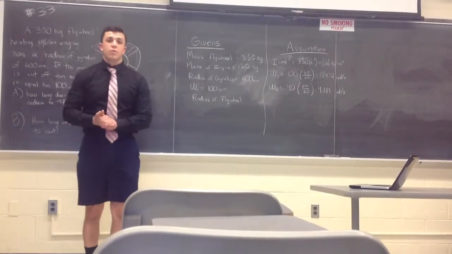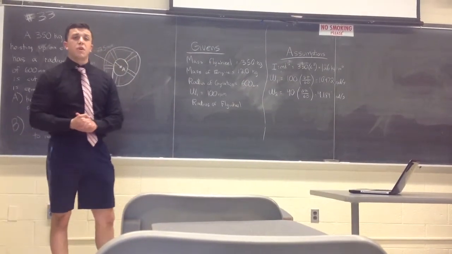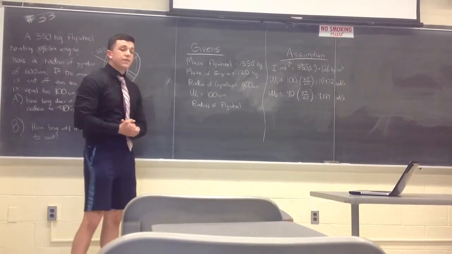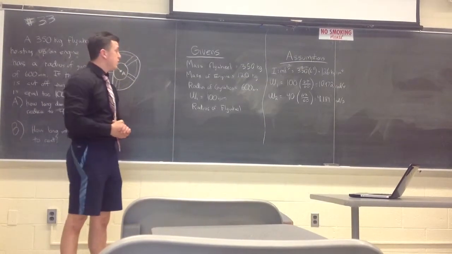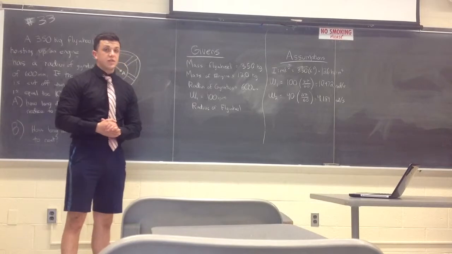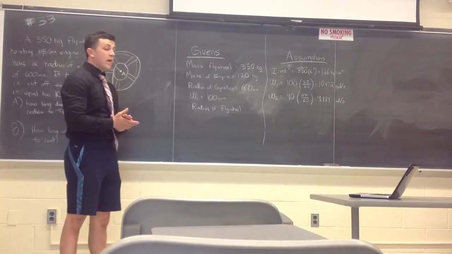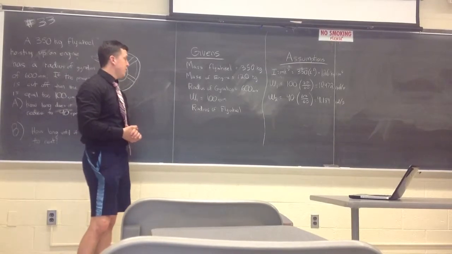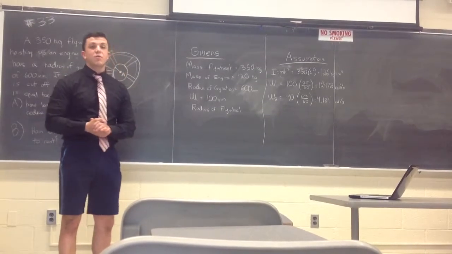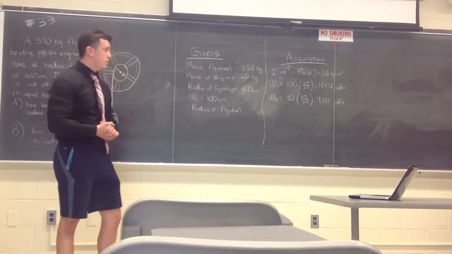Okay, so now after reading the problem, there's a few things we want to point out. There's the givens. The mass of the flywheel is 350 kilograms. The mass of the engine is 120 kilograms. The radius of gyration is 600 millimeters. The angular velocity at time 1 is 100 RPM. And the radius of the flywheel is equal to 225 millimeters.